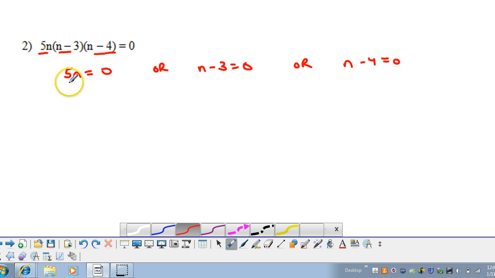To solve this equation, we divide both sides by 5 and we get n equals 0. For the second equation, adding 3 to both sides, we'd have n equals 3. And then adding 4 to both sides here, we'd have n equals 4. So there's three possible solutions for this equation: 0, 3, or 4.